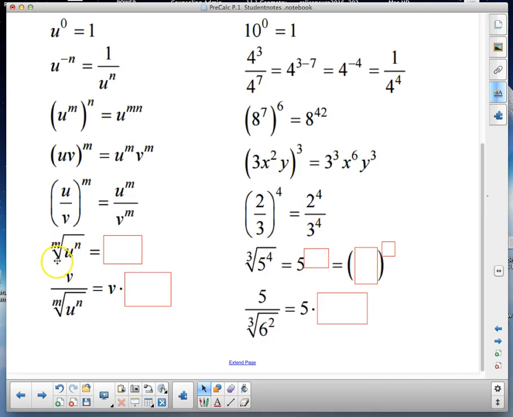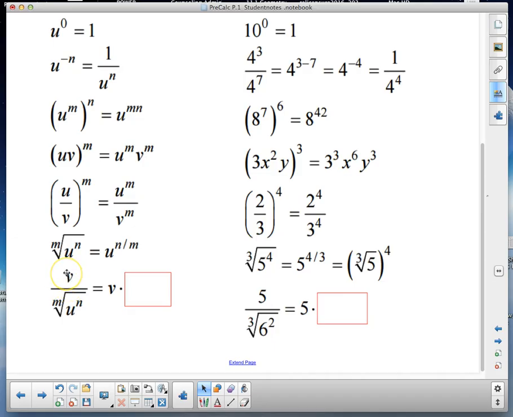And pay attention to this. This becomes tricky. Because here I've got a power, u, raised to the n power, but it's the mth root, and the root's on the bottom. So it's u raised to the n divided by m. So it'd be 5 raised to the 4th divided by 3, where the cubic root of 5 is raised to the 4th power.